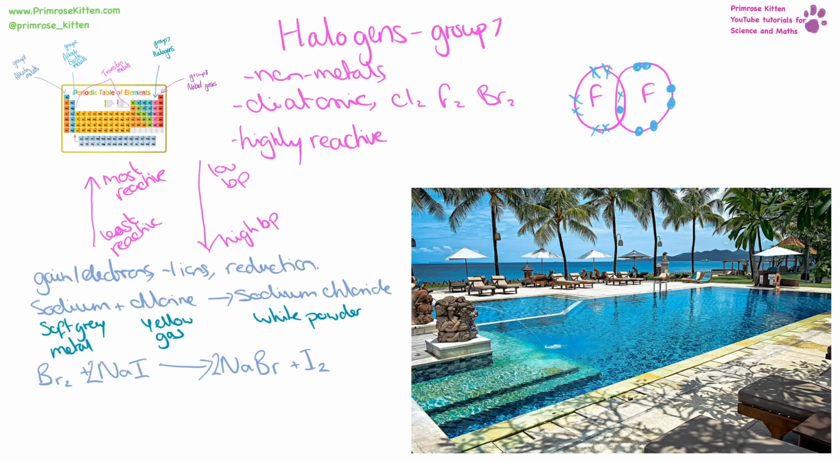A more reactive element will displace a less reactive element. So here we have sodium iodide reacting with bromine. Iodine is below bromine on the periodic table, so bromine is more reactive, so it will displace iodine in the compound, forming sodium bromide and iodine. Whereas if you try and react bromine with sodium chloride, chlorine is higher than bromine on the periodic table, so it's more reactive. You are going to get no reaction because bromine cannot displace chlorine out of this. These are commonly known as displacement reactions.